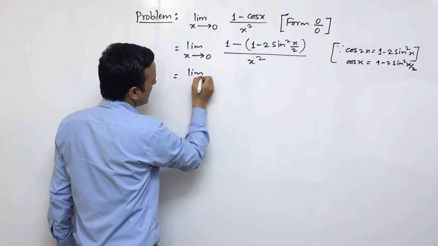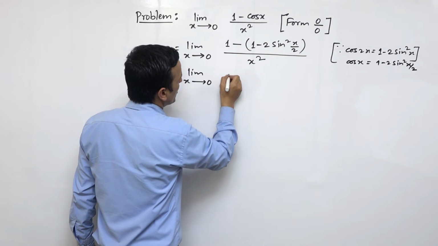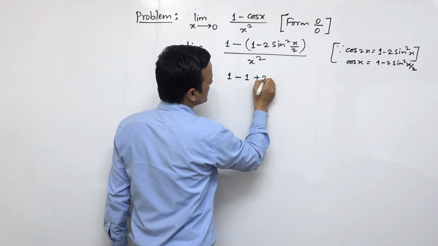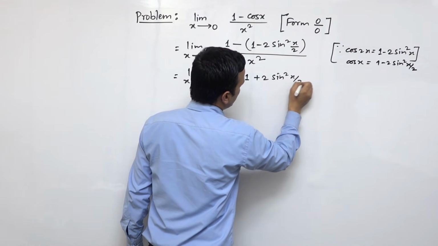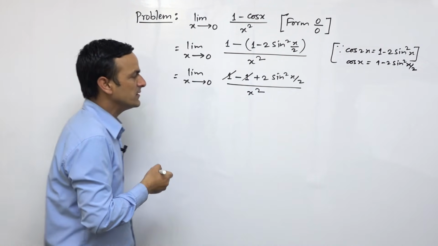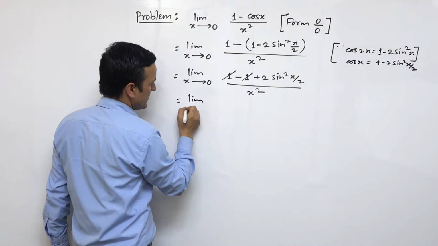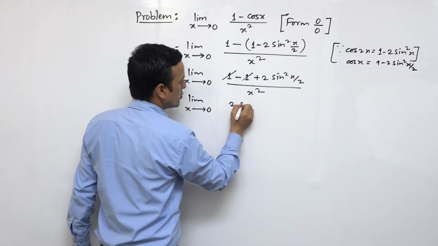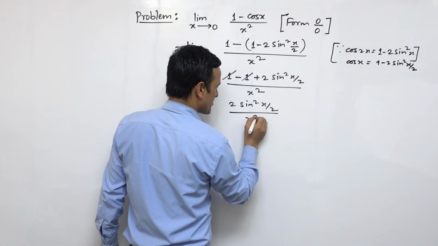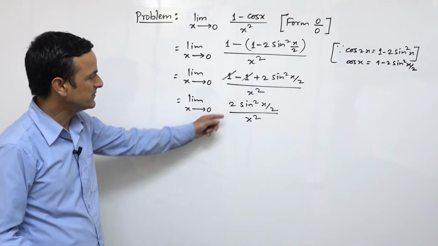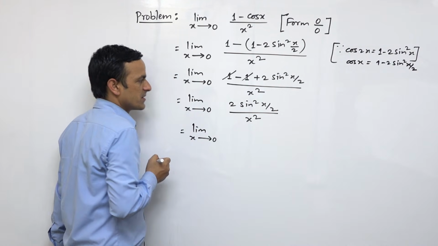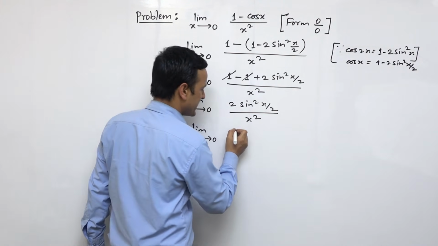So write down like this: limit x tends to 0, 1 minus, and if you remove this bracket, we get 2 sine square x by 2 divided by x square. The 1 cancels, and the form will now be 2 sine square x by 2 divided by x square. Now we can convert this term into the form of sine theta by theta.